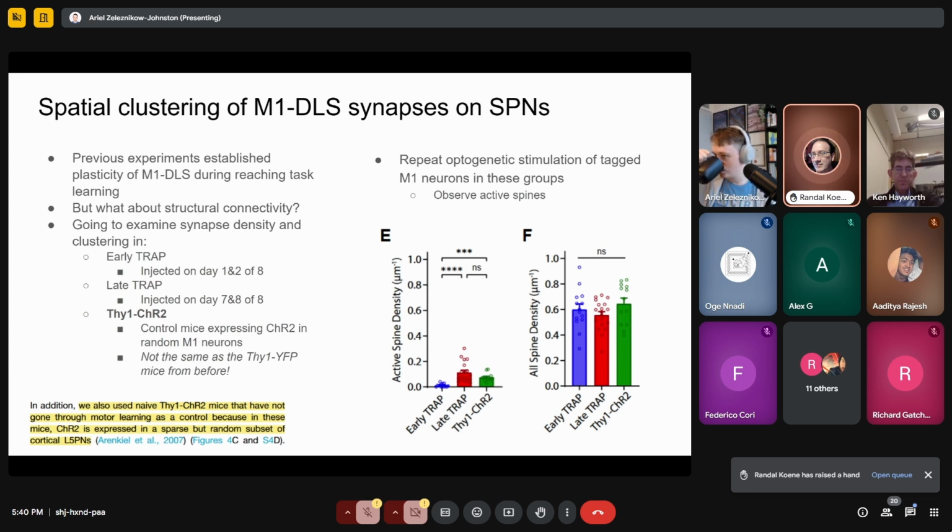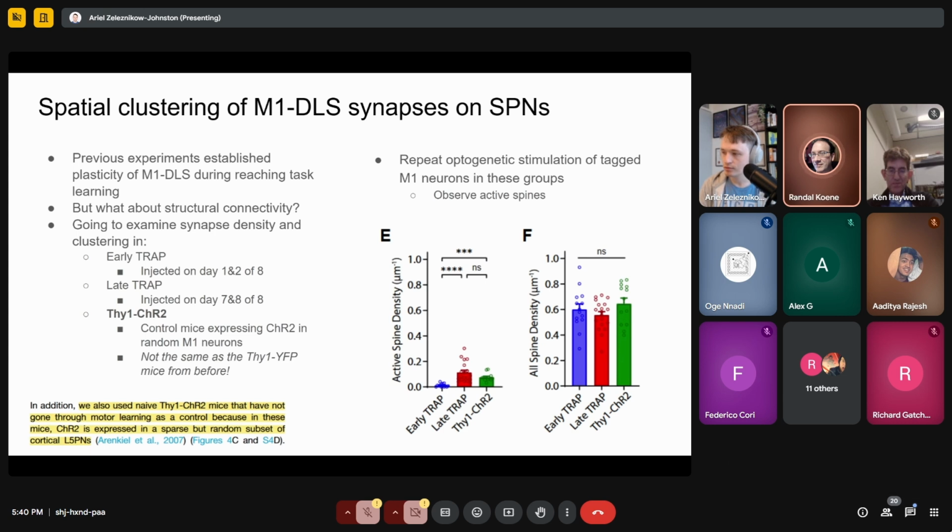Randall? Yeah, just a curiosity here. Can you explain why the Thy1-channelrhodopsin-2 mice in E seem to have a somewhat higher percentage than the early trap? Is it that the early trap does worse for some reason? I'm not quite understanding the statistics here, why that's not similar to the Thy1-channelrhodopsin-2.